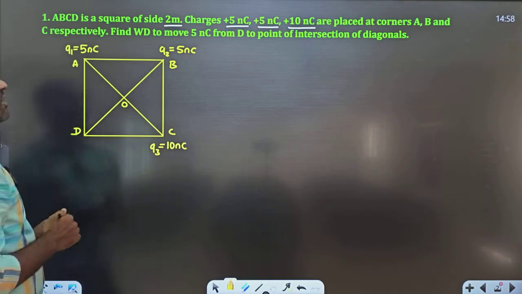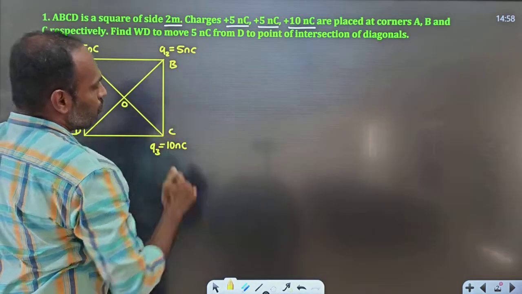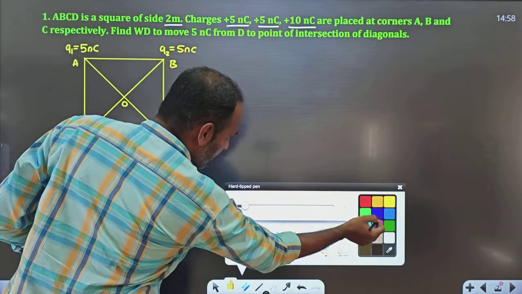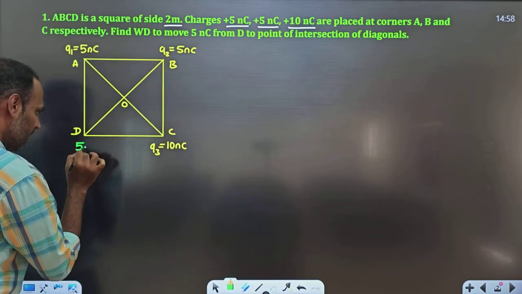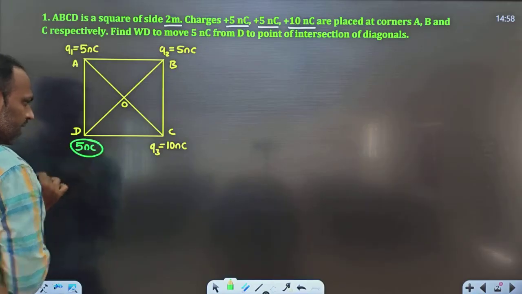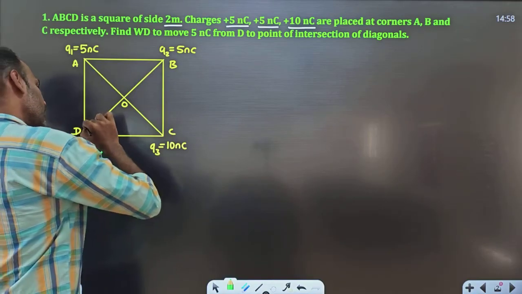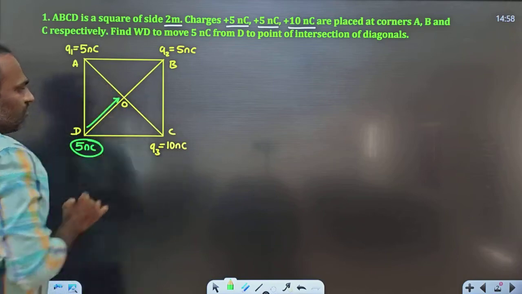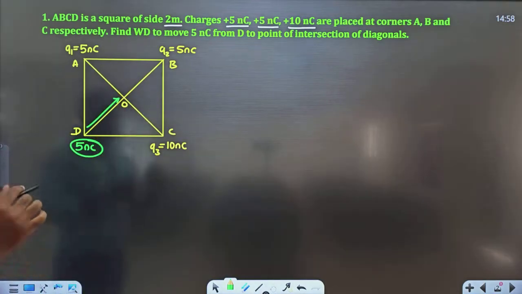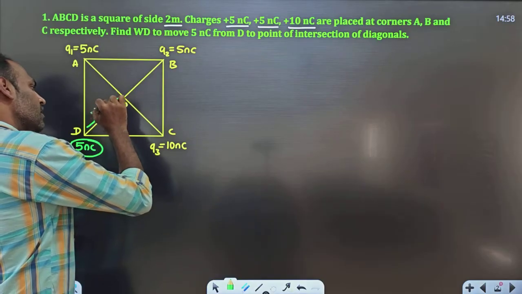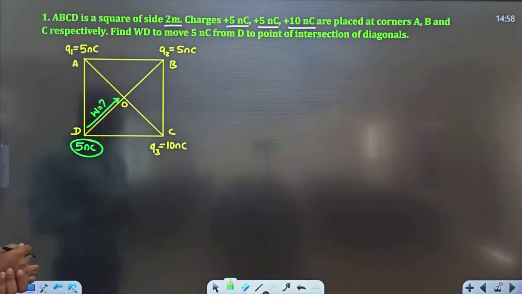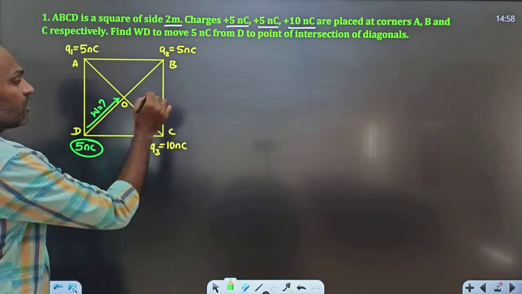Now what we have to do, we want to move a 5 nanocoulomb charge. There is one more charge given to us, which is of 5 nanocoulomb. We want to move this 5 nanocoulomb charge from D to O. To move it from D to O, how much work is done? That is what we have to calculate.